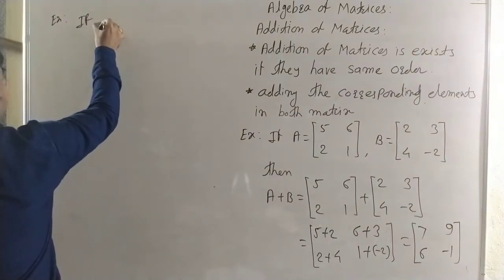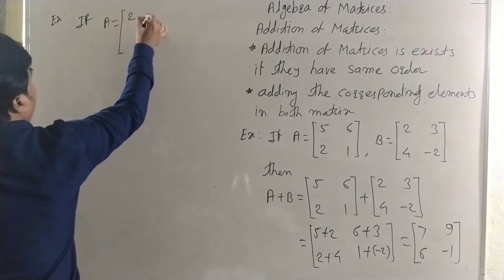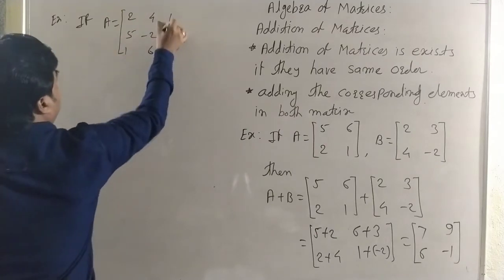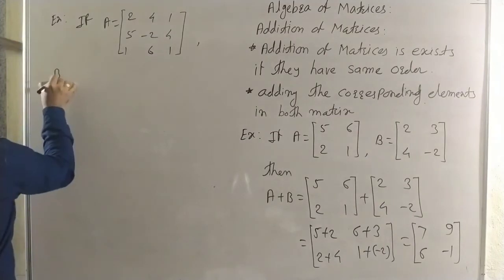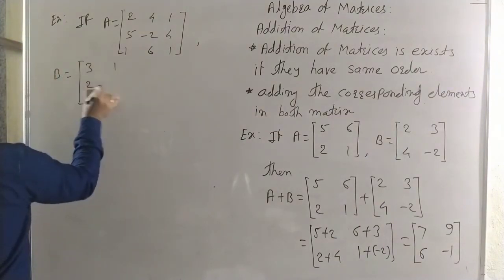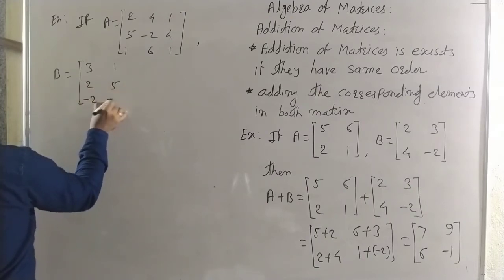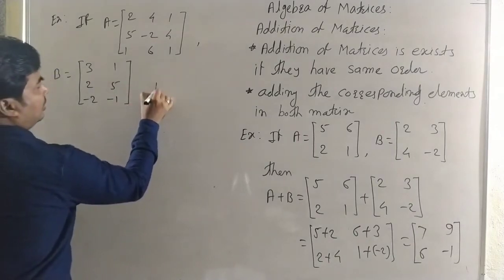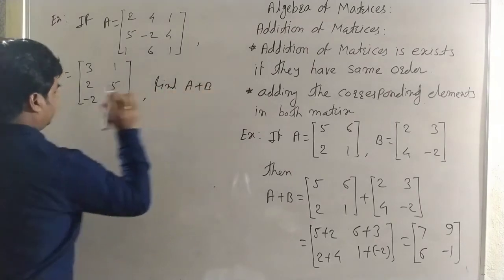If A is equal to [2 4 5; minus 2 1 6; 1 4 1], and B is equal to [3 1; 2 5; minus 2 minus 1]. Okay, then find A plus B. See carefully.